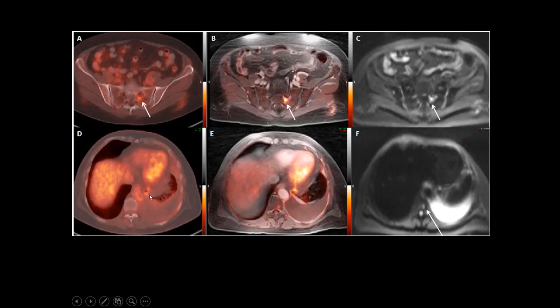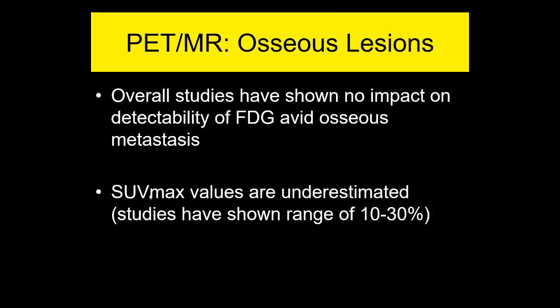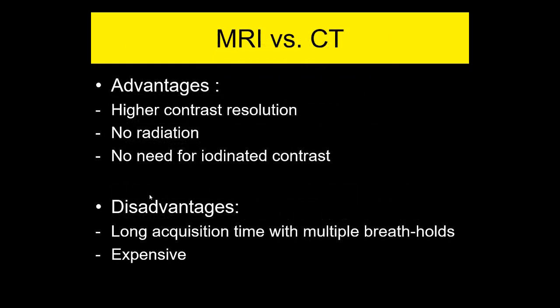Again, this goes to actually thinking about last talk we had, some of the added value that MR provides. There are limitations to detecting FDG as clearly, but there's some added value that MR provides when looking at bone marrow. So to summarize the osseous lesions, overall, the studies have shown no impact on detectability of FDG avid osseous metastases. SUV max values are underestimated, but MR provides added value.